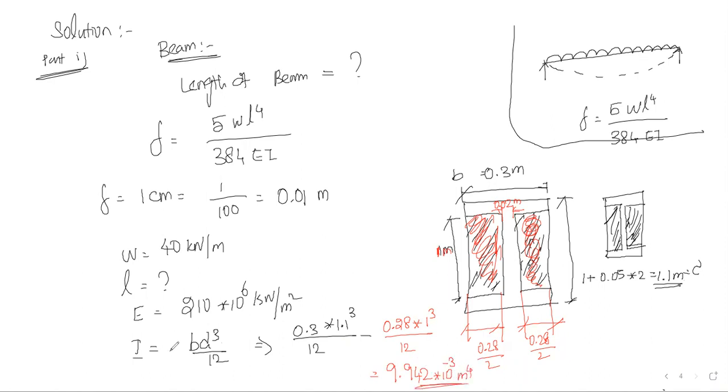Now I am going to substitute all this value here. Okay, so 5 into W is 40 into L power 4, I have to calculate, 384 into E value is 210 into 10 to the power 6 into I value is 9.942 into 10 to the power minus 3, which is equal to del value is 1 centimeter, that is 0.01 meter. So if I'm going to solve this, I can get the value of L. Let us solve this.